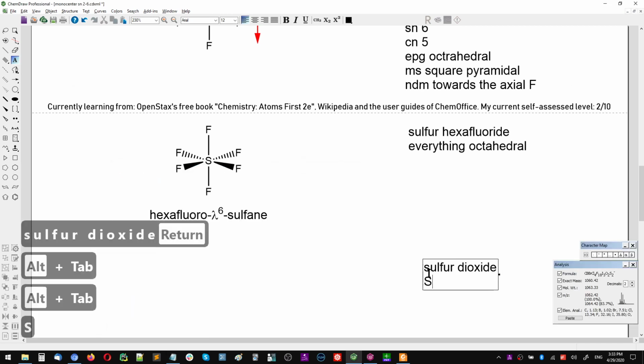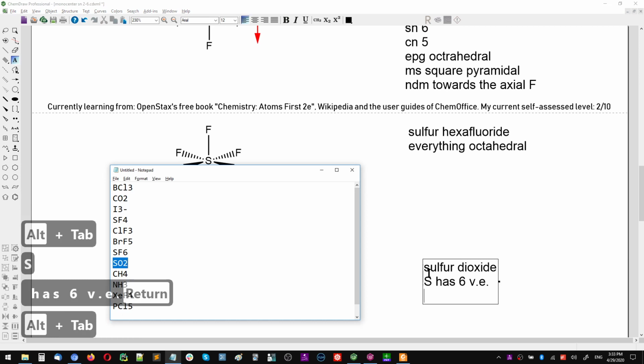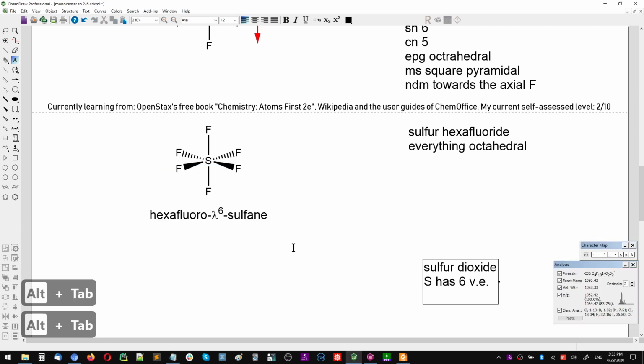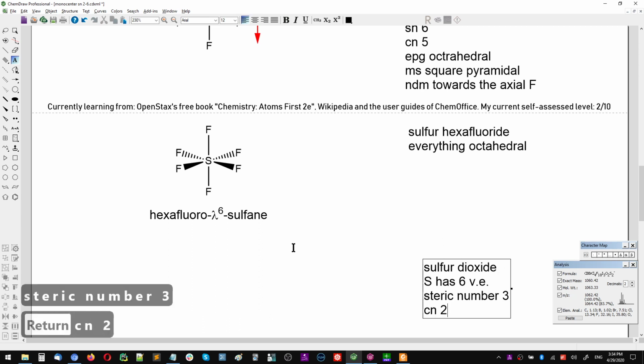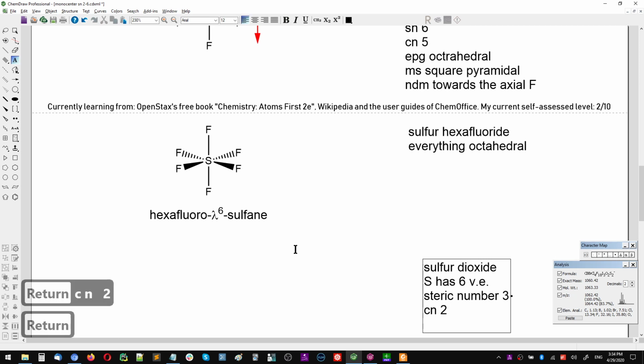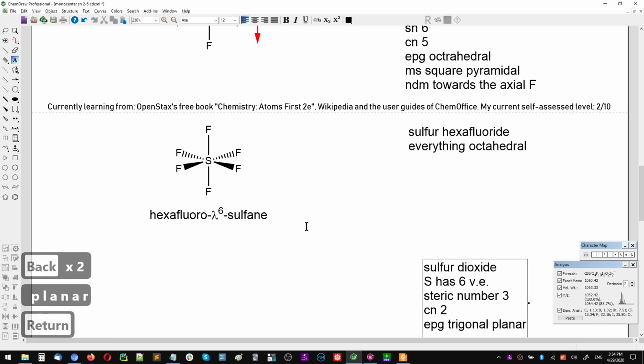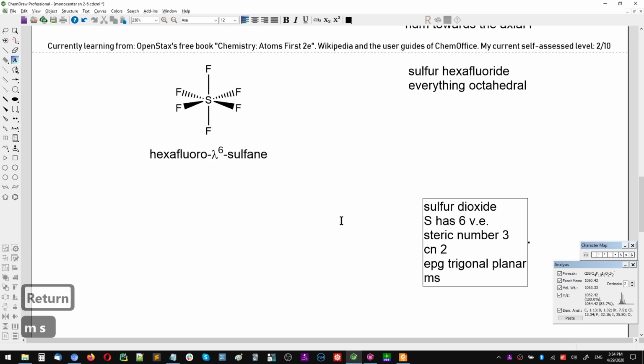Okay, sulfur has 6 valence electrons. There's no net dipole moment here, by the way. Should be obvious. 4 of them are taken by oxygens. 4 of the electrons. So the steric number is 3. We can write the coordination number as well. It's 2 in this case. The electron pair geometry will be trigonal planar, and the molecular shape will be bent or angular.